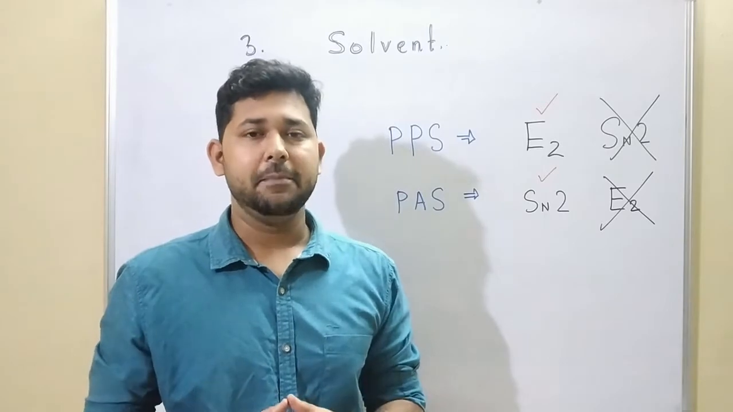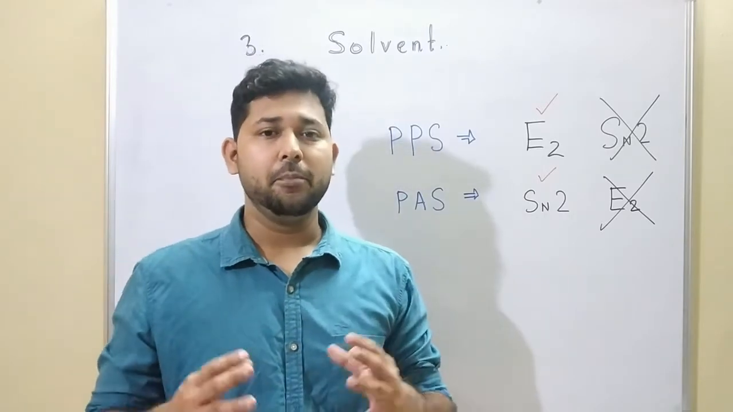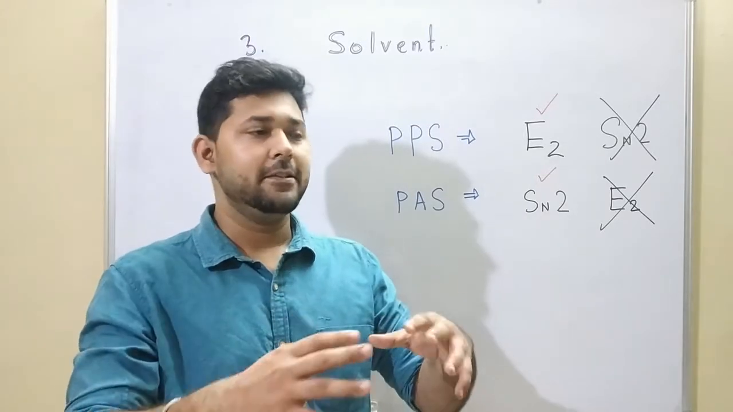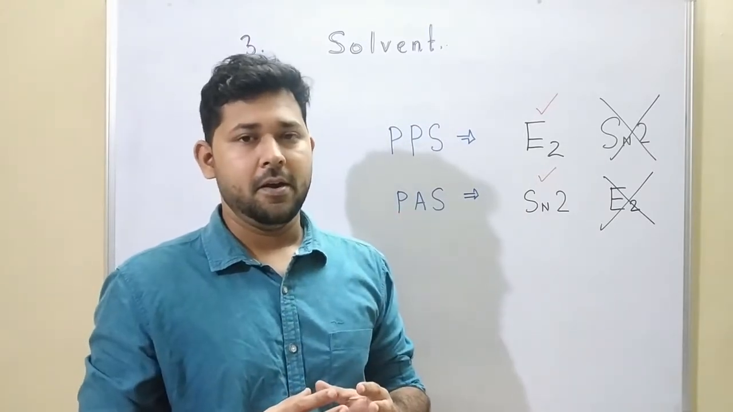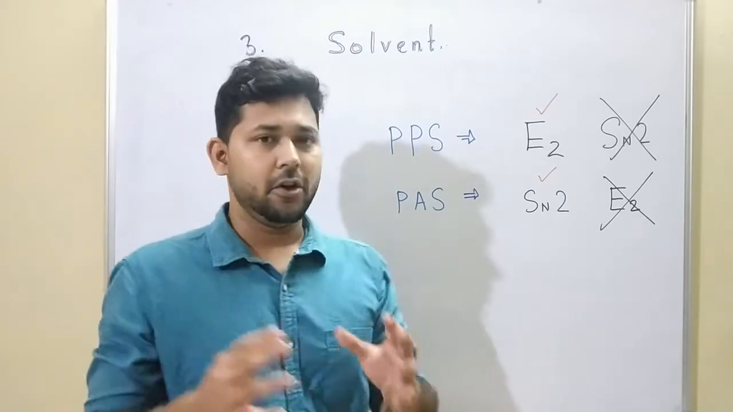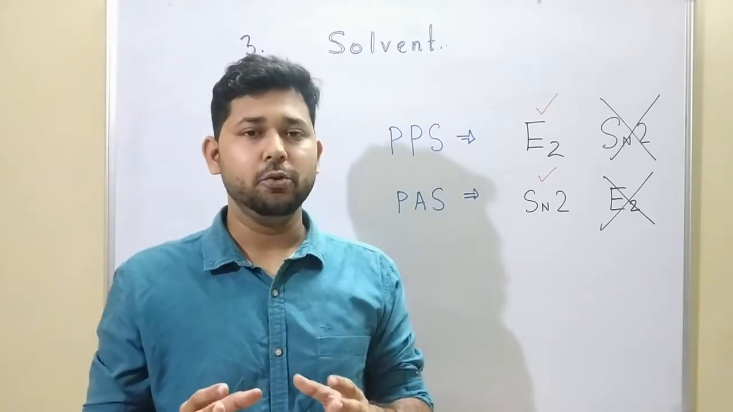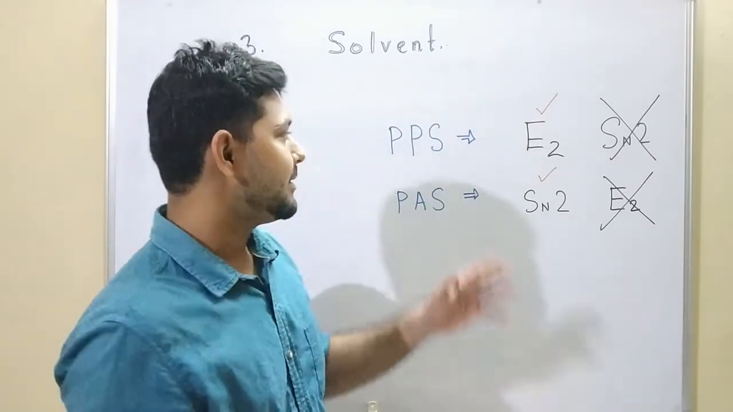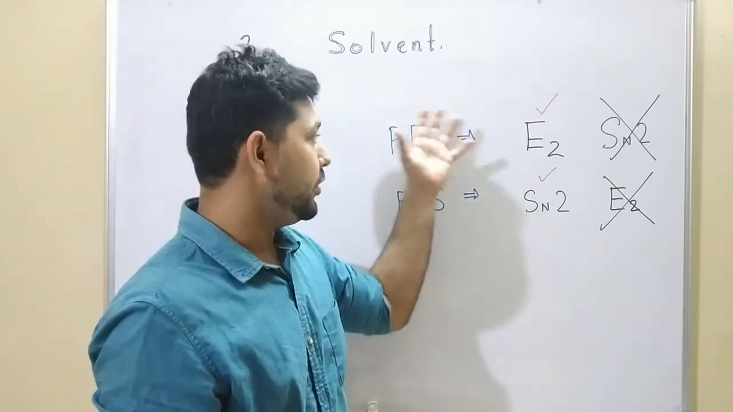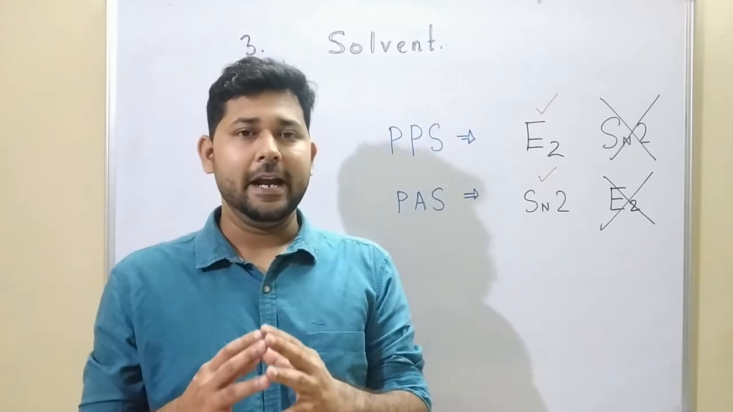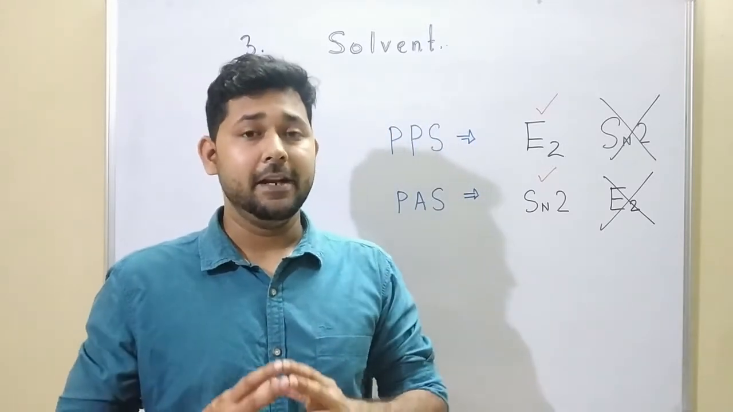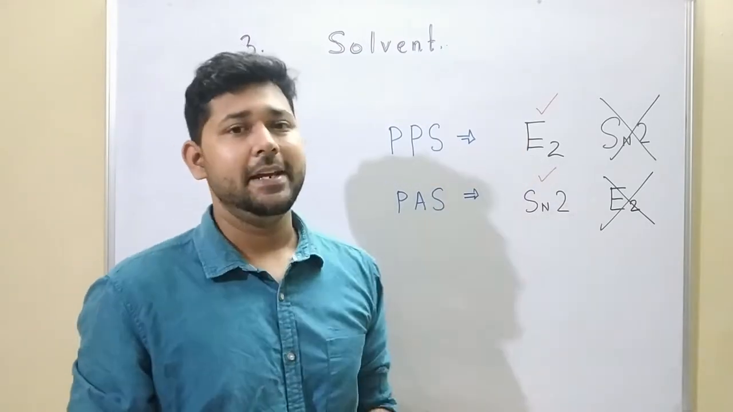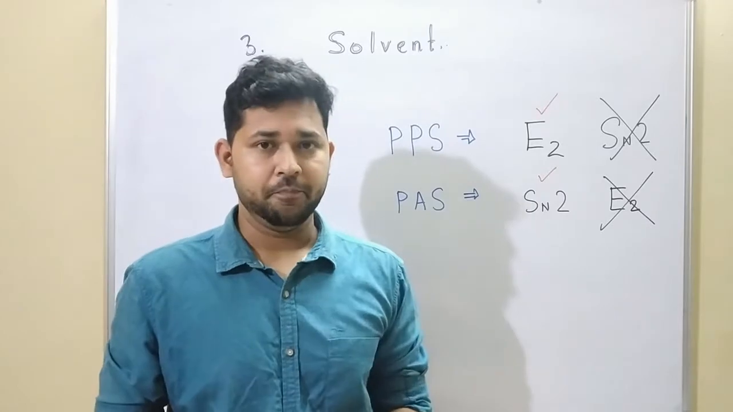The idea behind this is that when you are using a polar protic solvent, it will surround your substrate as well as the base. And polar aprotic solvents don't have the ability to surround the substrate or your base or nucleophile. So when it is surrounding your nucleophile or base, it will be bulky and it will act as a base rather than a nucleophile, and it will perform E2 elimination rather than SN2.